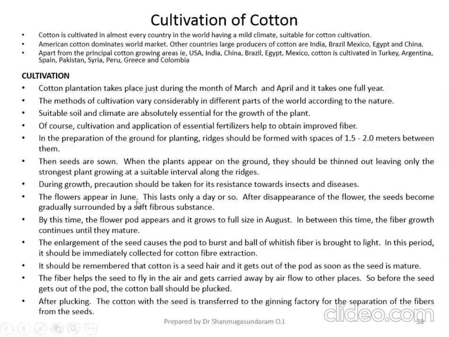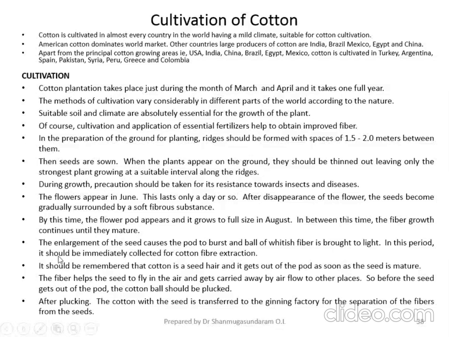The flower appears in the month of June. This lasts only a day or so. This flower will disappear within a day. After the flower disappears, the seed becomes gradually surrounded by a soft fibrous substance. By this time, the flower pod appears and it grows to full size in the month of August. In between this time, the fiber grows continuously until it matures. The enlargement of the seed causes the pod to burst and the whitish fiber ball is brought to light.